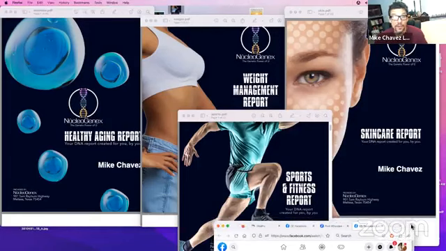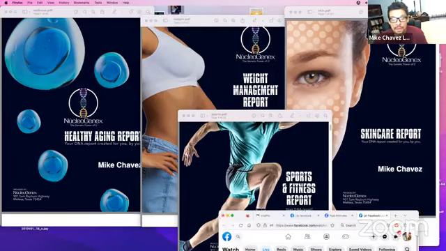And there's four different reports that I actually got. The first report you can see here on your left is a healthy aging report. Then there's a weight management report, and then also a sports and fitness report, and also a skincare report.